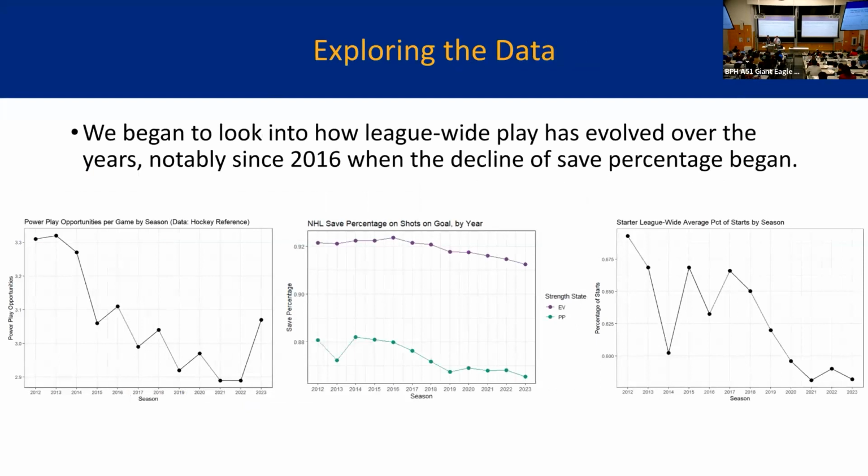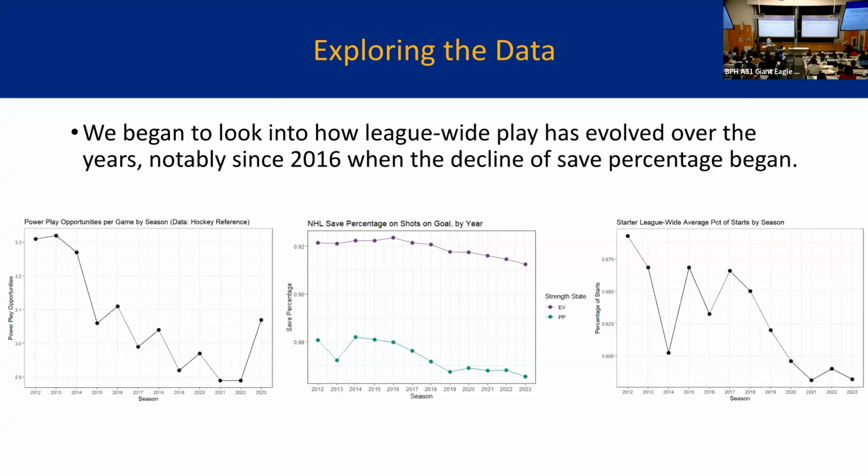So we started attacking these hypotheses by exploring the data a bit. The first plot on the left is examining power play opportunities by season. And as you can see, it's actually decreasing across seasons. So this already eliminated that hypothesis as a determining factor of the decline in save percentage. And we just confirmed that with the middle plot here. As you can see, save percentage is declining for both even strength and power plays.